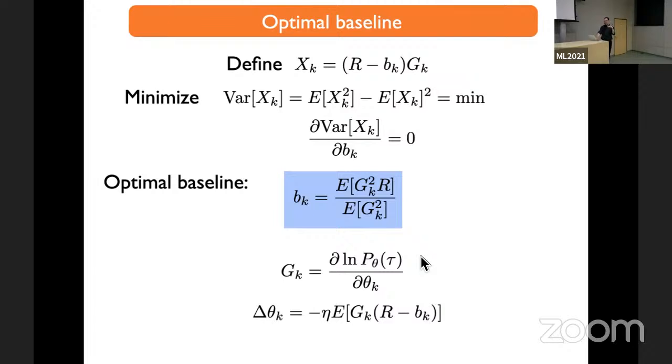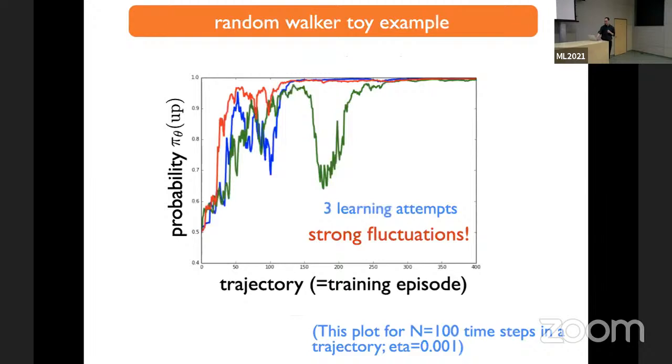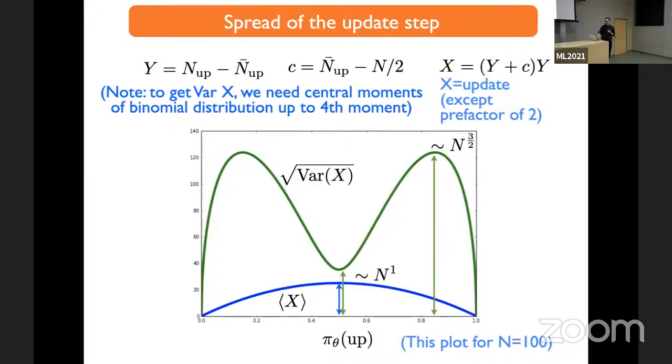So that will make your noise in the estimate best. And so we can look at this in the random walker toy example. If I plot not the evolution of the probability according to the average update rule, but still using individual trajectories to estimate my expectation value on the right-hand side, you see that I can get rather strong fluctuations. So these are three learning attempts, always starting from the same initial state, so 50% probability up or down. And I see very strong fluctuations. The red curve converges rather rapidly. The green curve has this dip at late times and only converges much later. And so what I then can calculate in this very nice toy example is I can calculate analytically not only what's the average update on the right-hand side.